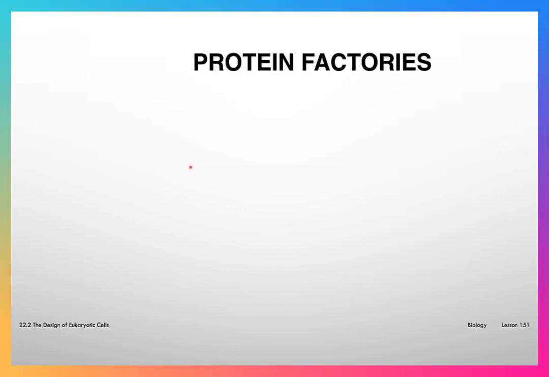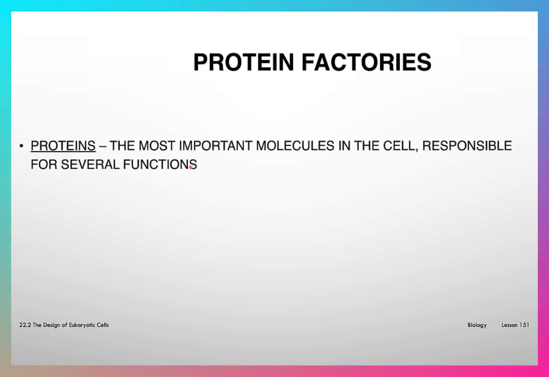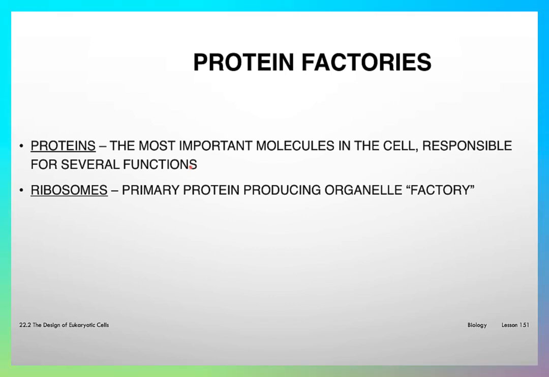Now, the second of the organelles is the protein factories. These are where the proteins are produced. And proteins are the most important molecules in the cell, and they are responsible for multiple functions. I've talked about enzymes. Enzyme is just a specialized protein that catalyzes chemical reactions, as an example. The ribosomes are the primary protein-producing organelle factory in the cell.